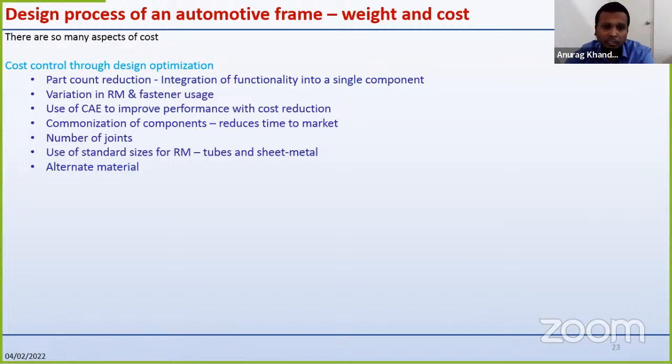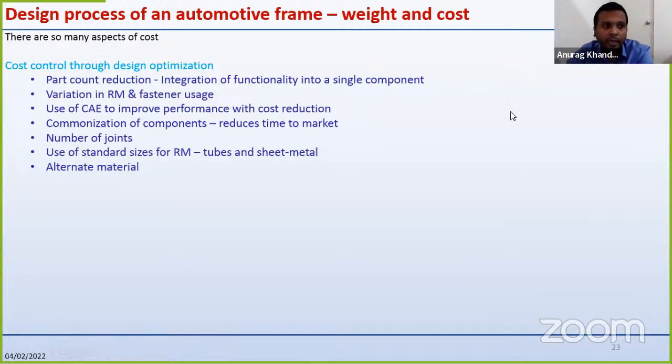So cost has many aspects, like raw material cost and manufacturing cost. Manufacturing itself has multiple other sub costs like labor cost, tool cost, then assembly cost, then design cost as per the time, then consultation cost, then cost of redesigning due to failure during testing. Then there is a cost of service, which the customer also has to pay. So overall, raw material cost itself counts for around 40 to 70% of total part cost.